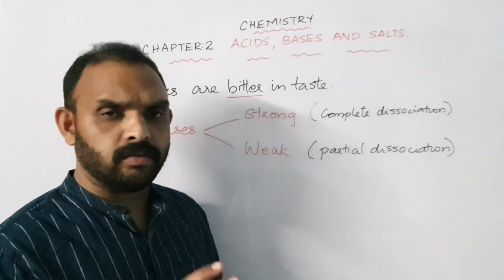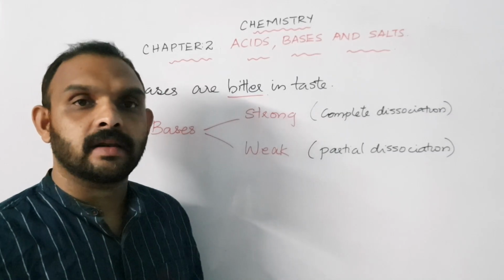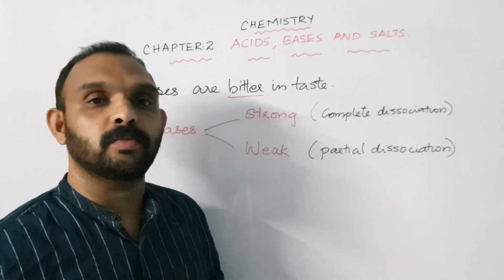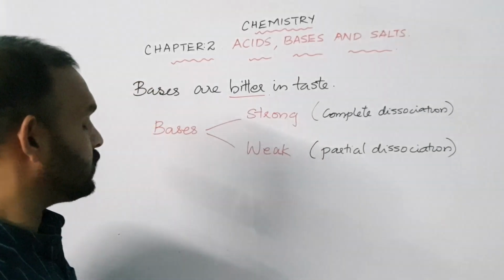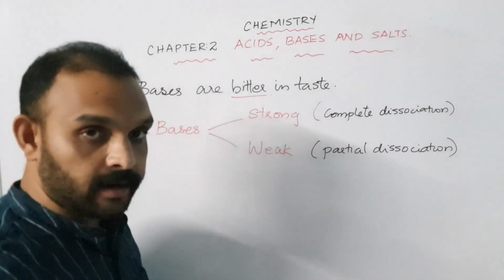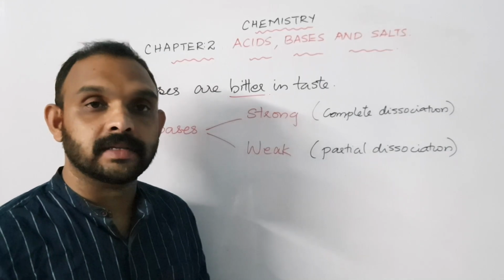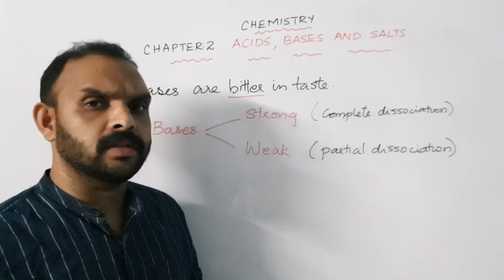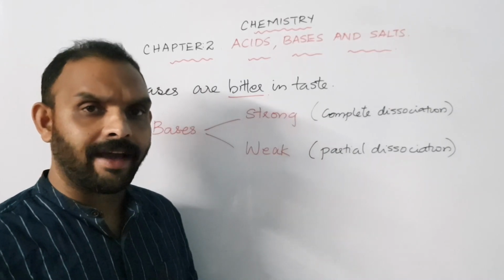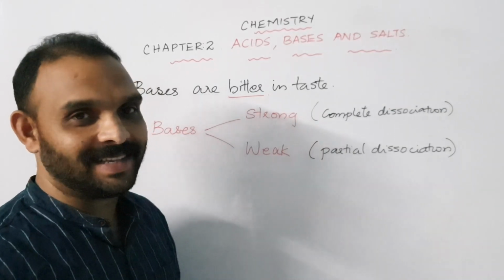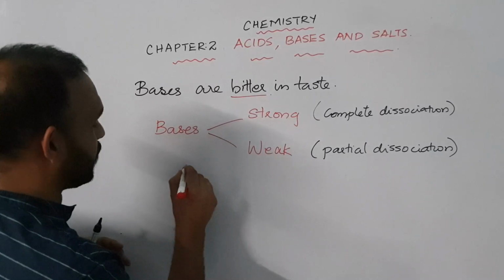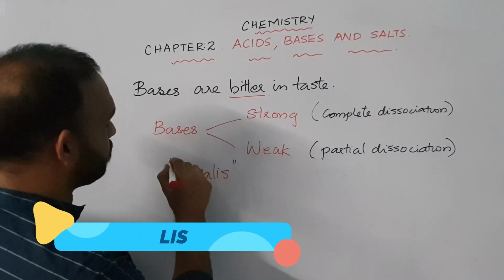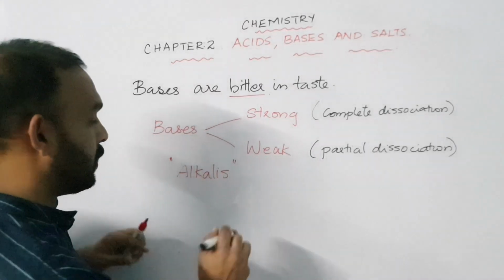Clear? Now, are all bases soluble in water? No, it depends on the solubility. We can divide bases into two categories: soluble bases and non-soluble bases. Do soluble bases have any other name? Yes, soluble bases are commonly known as alkalis. This is the name given for soluble bases.